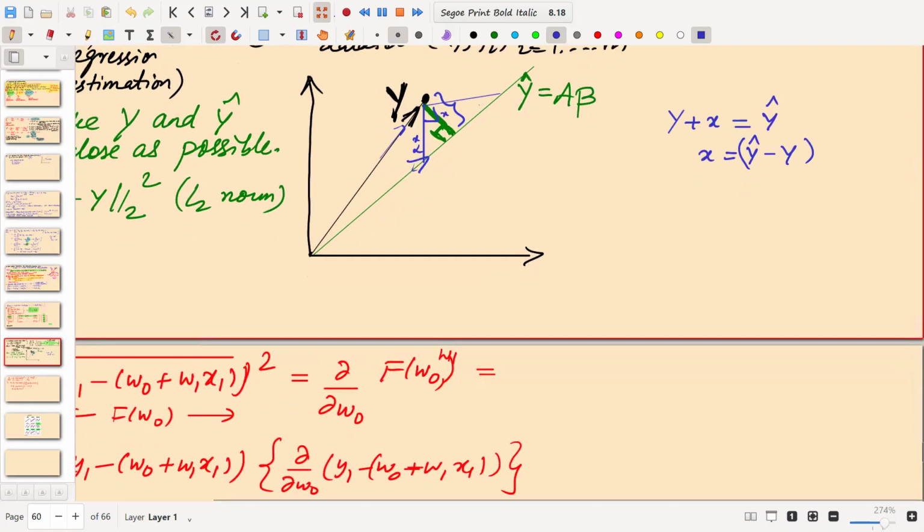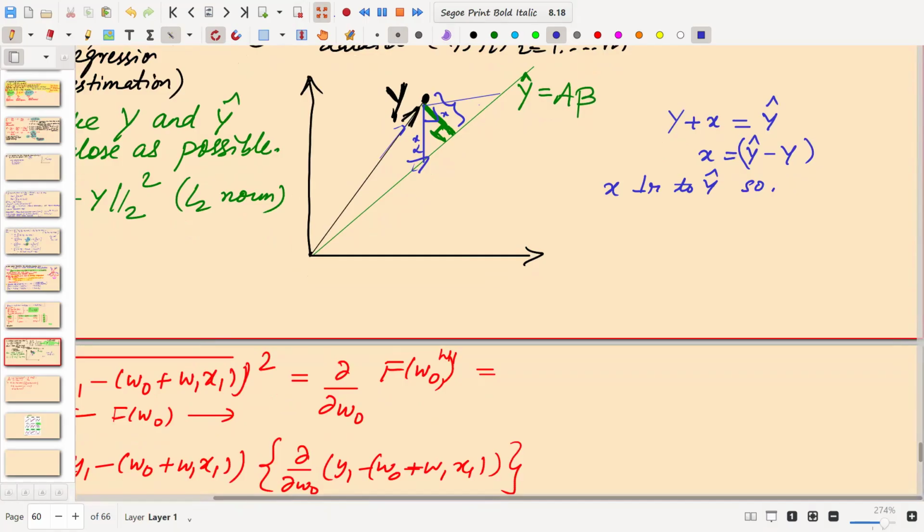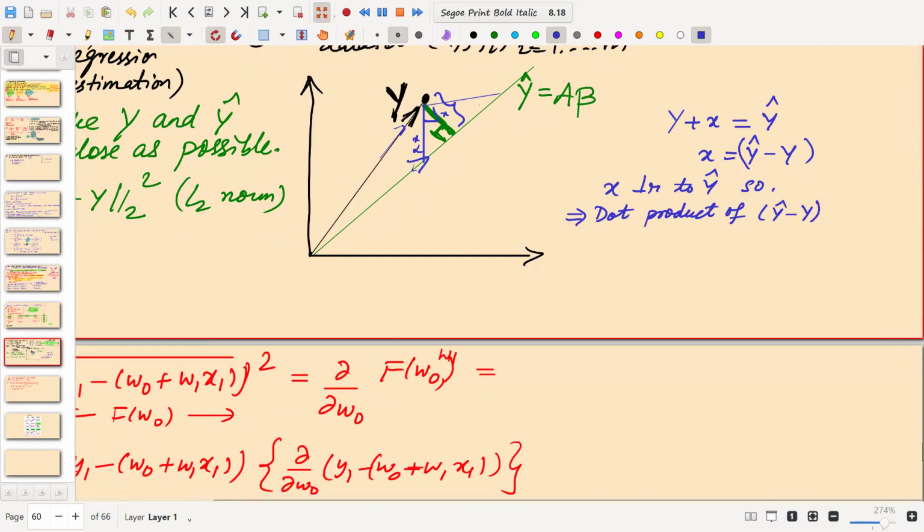Okay. Now we know x is perpendicular to y cap. So the dot product will be 0. So if the dot product is 0, we will write that this implies the dot product of y cap minus y and y cap equals 0. Right? Agree?